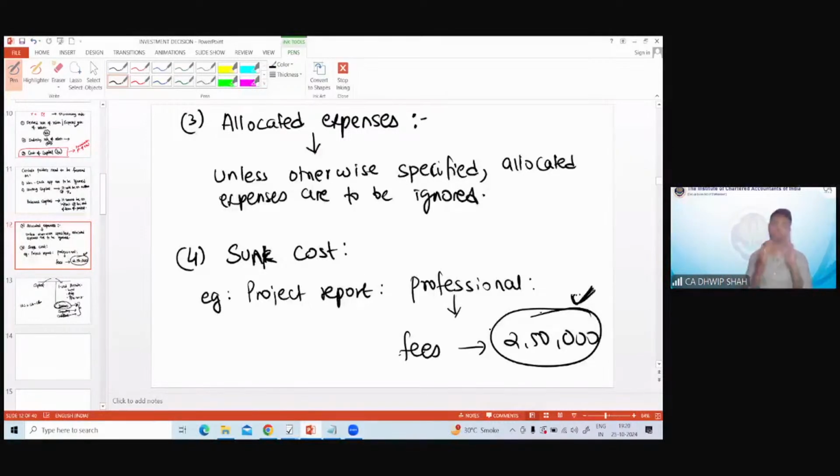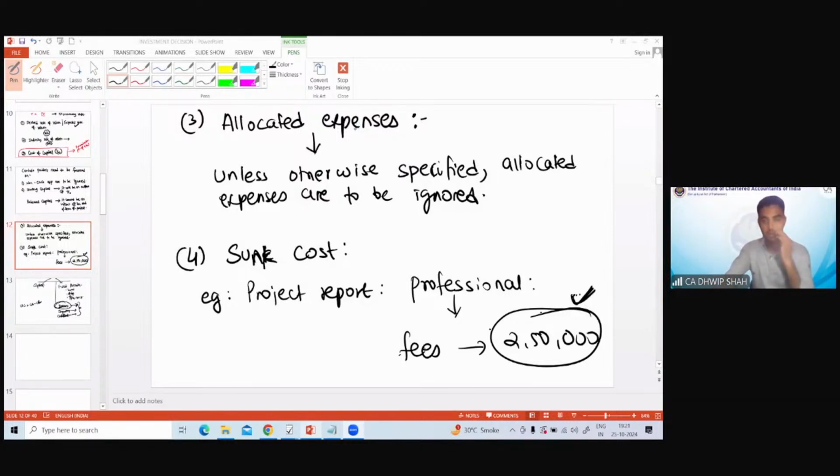Whether you take the project or not, this fees, this expense, has gone from your pocket, your money has sunk. So sunk cost, again tell me, is it relevant or irrelevant for the project? Obviously irrelevant, because whether you take the project or not, this money is gone. That professional will not say, "You have not taken the project, then don't pay my fees." He will not say like this.